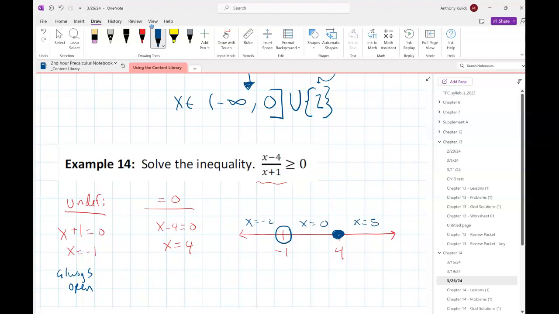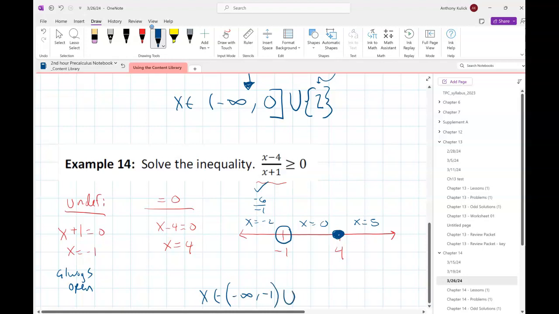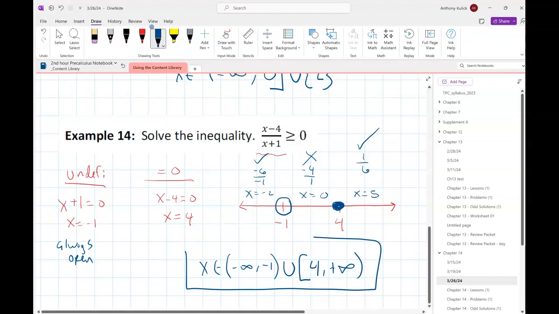Everybody okay with those test values? When I plug -2 in, I'm going to get -6 over -1. That's positive. That works. When I plug 0 in, I'm going to get -4 over 1. That's negative. That doesn't work. When I plug 5 in, I get 1 over 6. That's positive. That works. Notice I'm using a bracket there on the 4 because I have the filled in circle.